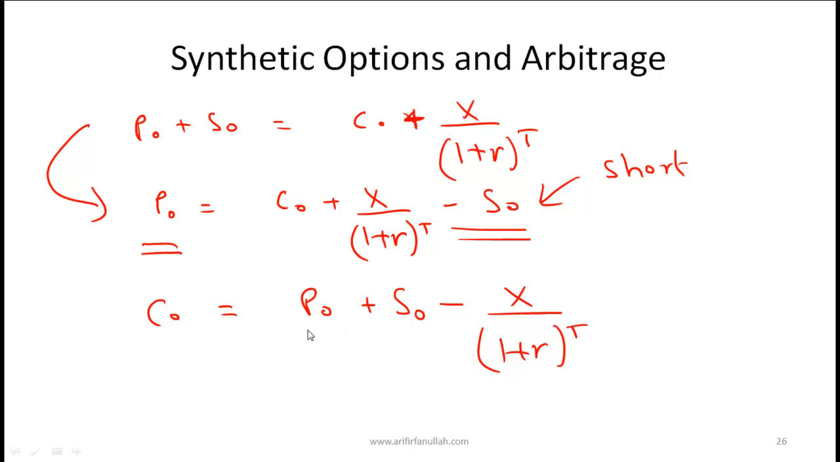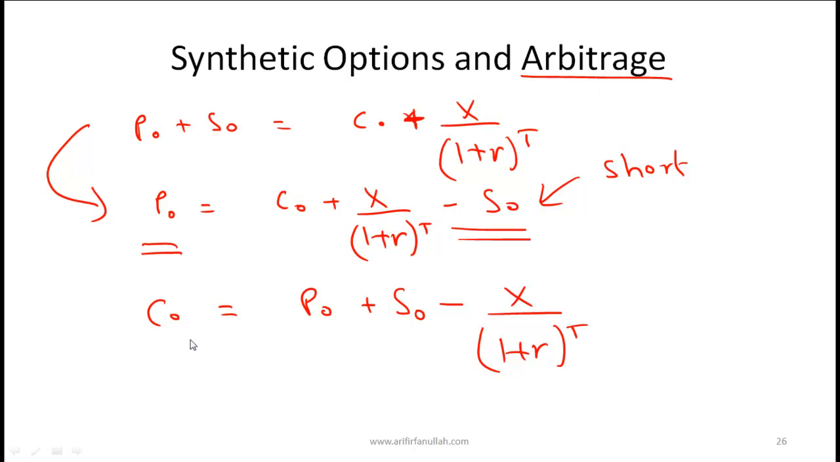All you need to remember is that to create this synthetic instrument, we simply play around with this equation, and a positive sign means that we are long in that item, a negative sign means that we are short. Now, where does arbitrage come in?